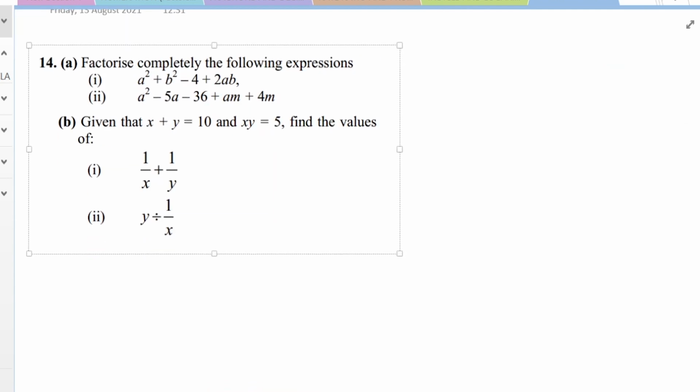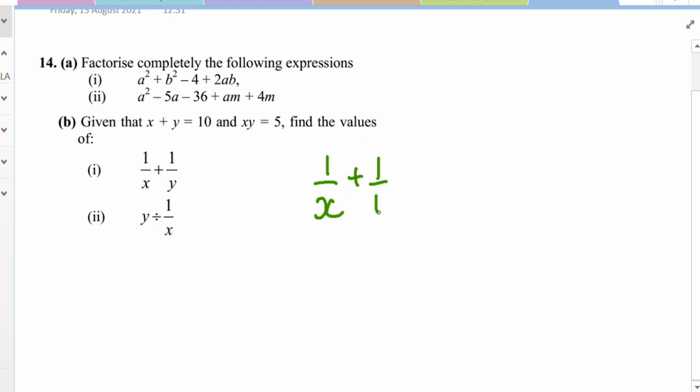So let's look at part B. Given that x plus y is equal to 10 and xy is equal to 5, find the values of 1 over x plus 1 over y. Of course, here 1 over x plus 1 over y is given. Then we go ahead and take the LCM, that is xy. xy divided by x gives us y. So here we have y plus xy divided by y is x, so that is plus x.